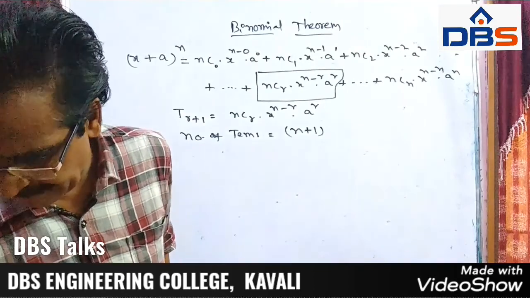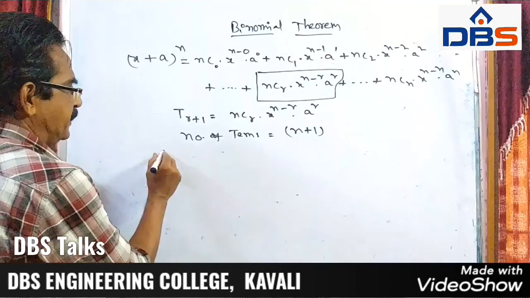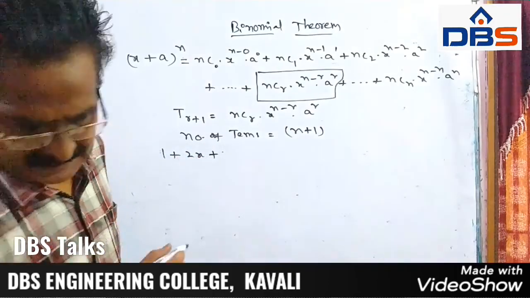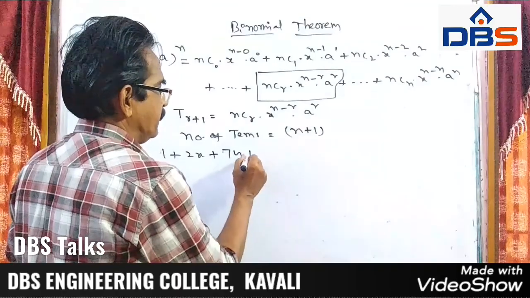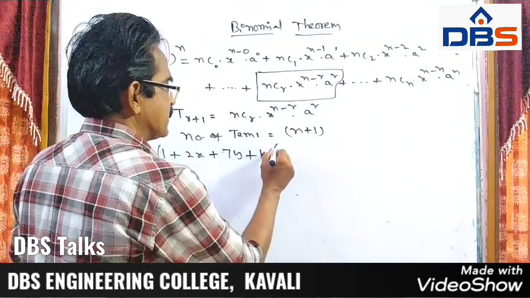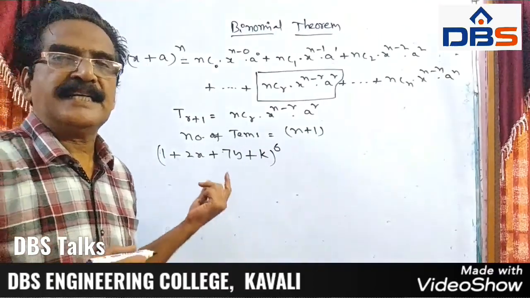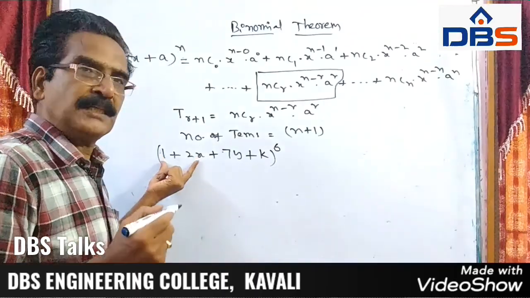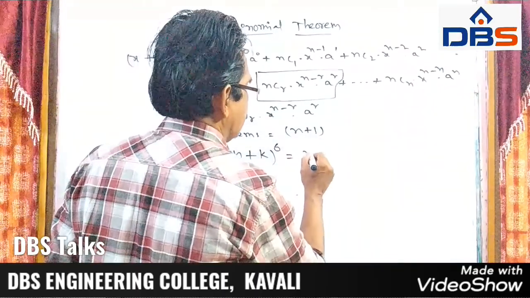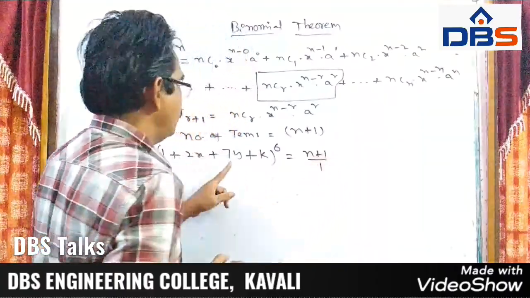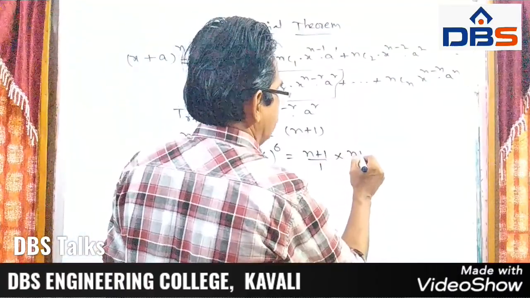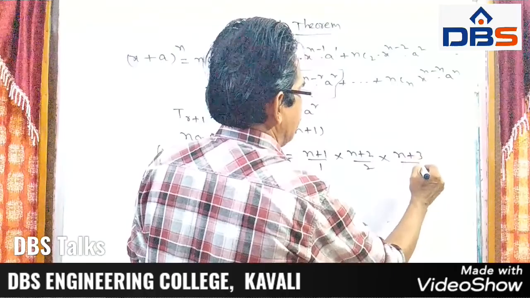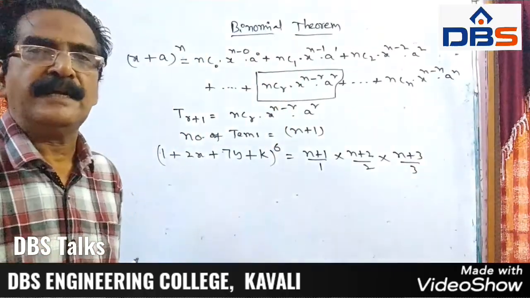Number of terms in the expansion 1 plus 2x plus 7y plus k whole power 6. Let us see the number of terms in this expansion. For two terms, the number of terms is n plus 1 by 1. For the third term, add 1, n plus 2 by 2, and for the fourth term, add again 1, n plus 3 by 3. This is the number of terms in the expansion.